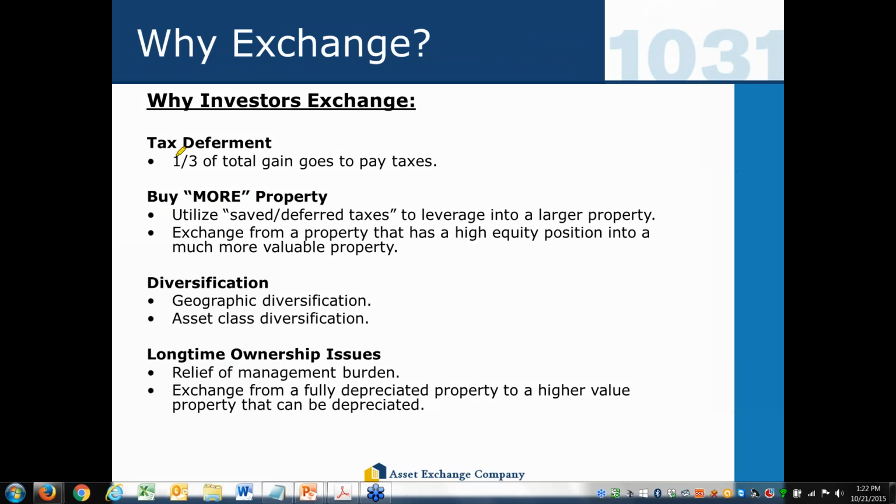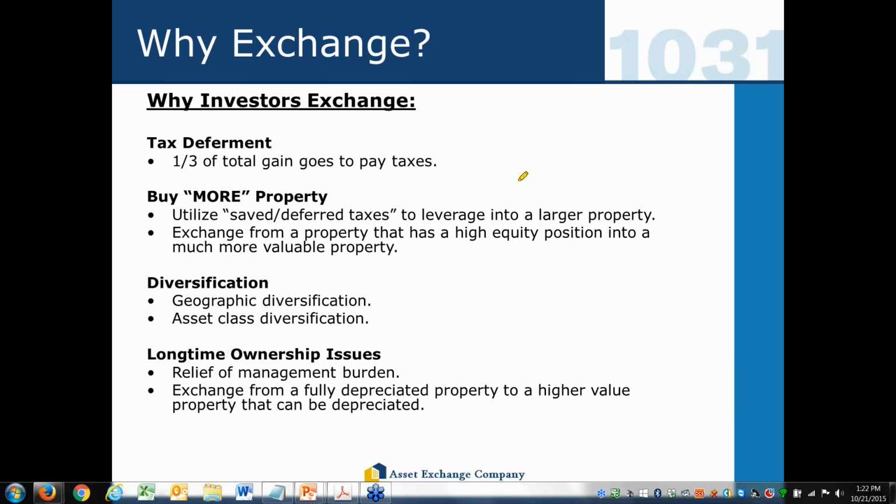Number one, they don't want to pay taxes, right? Okay, that's a no-brainer. If you don't exchange, if you cash out, assume about a third or 33% of your gain or your profit is going to go to pay taxes. So people hear that and they say, well, geez, that's $175,000, or that's $250,000 in taxes that I have to pay, right?